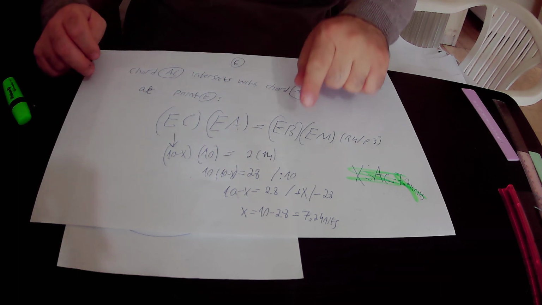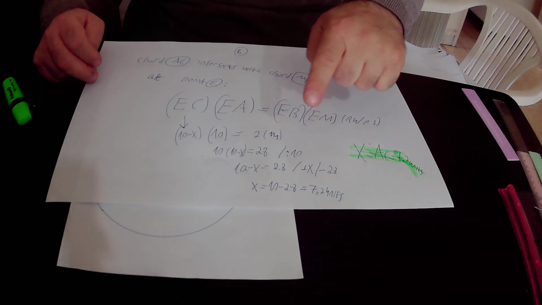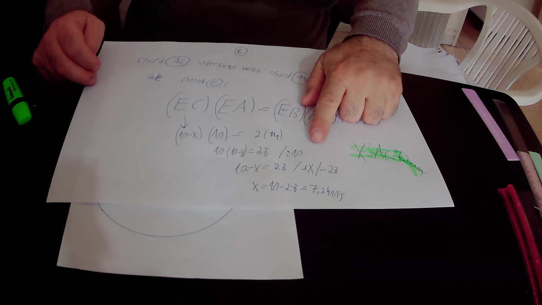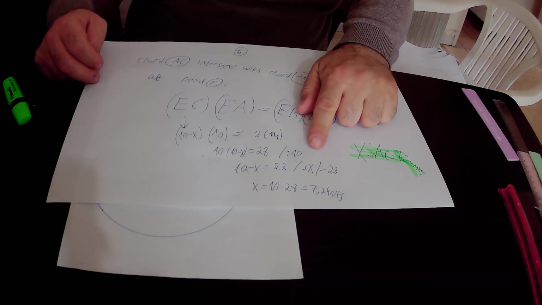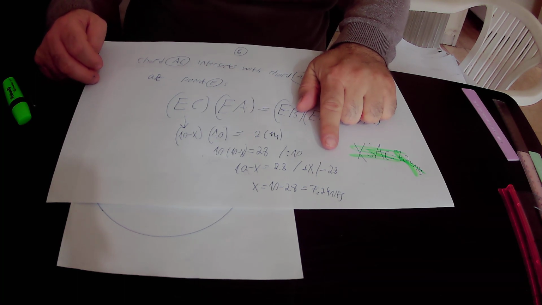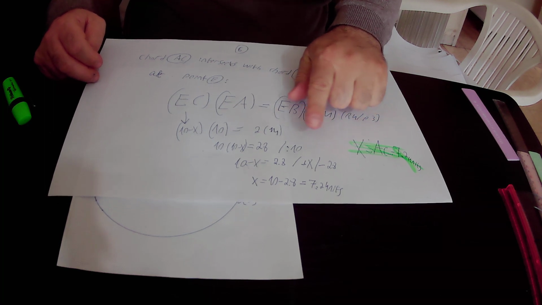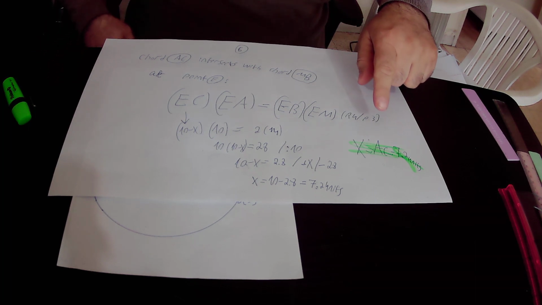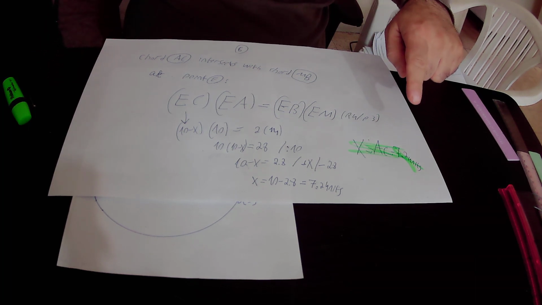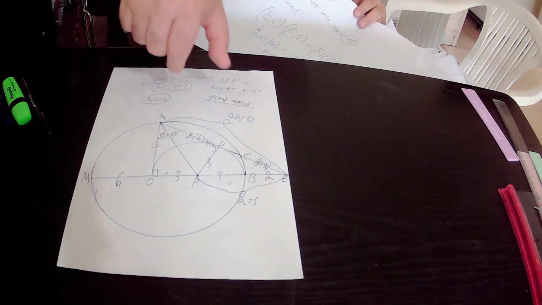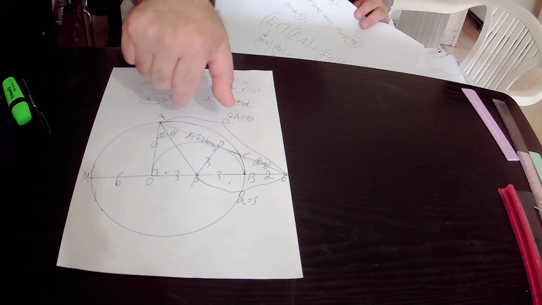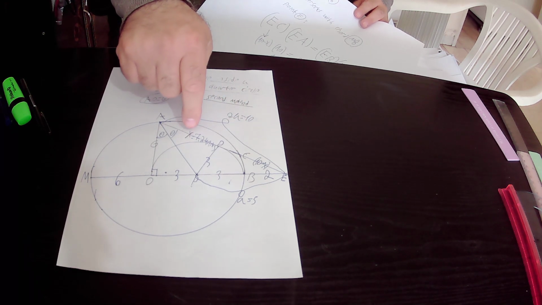We divided this equation by 10 and we found out that 10 minus X equals 28 over 10, which is 2.8. Here we added X to this equation and subtracted 2.8 and we found out that X equals 10 minus 2.8. 10 minus 2.8 is 7.2 units. So I'll repeat again: AC, which is also equal to X, equals 7.2 units.